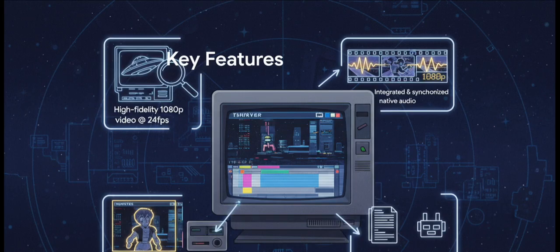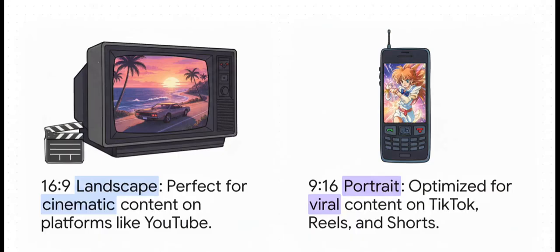You also get fine-tuned editing controls and the flexibility to start with just text, just an image, or a mix of both. Now, this is such a practical feature for any creator. Veo gets it. Content is not one size fits all. You can generate in that classic 16:9 landscape format, which is perfect for that sweeping cinematic feel on YouTube. Or you can just flip it to a 9:16 portrait mode, totally optimized to grab attention on TikTok, Reels, and Shorts.